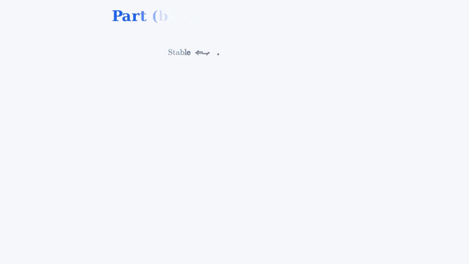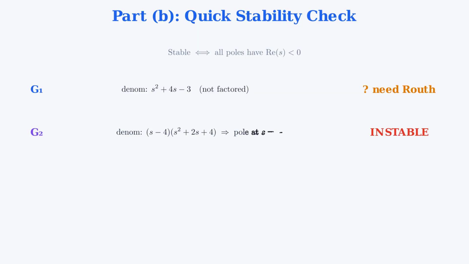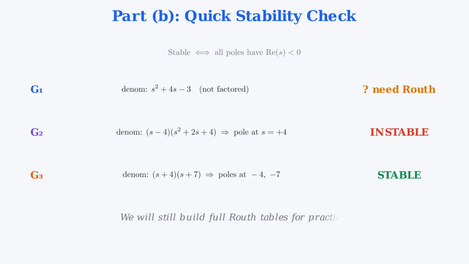Part B. A quick stability check by inspection. A transfer function is stable when all poles have strictly negative real parts, meaning all poles lie in the open left half plane. For g1, the denominator s squared plus 4s minus 3 is not factored. We cannot tell stability by inspection here. We will need the Routh-Hurwitz method.